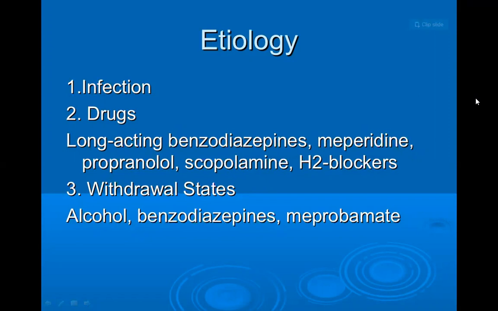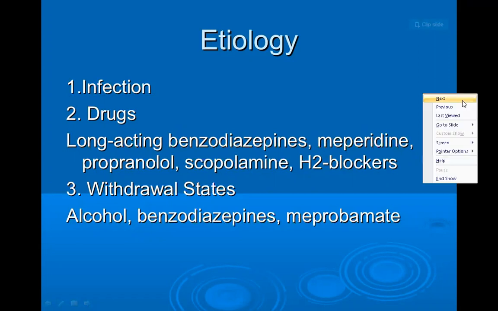Then next is the withdrawal stage. What do you mean by withdrawal stage? Withdrawal stage means when the person withdraws from something. So alcohol withdrawal: when the patient suddenly withdraws alcohol, it affects the function of the brain. Or benzodiazepine drugs or meprobamate drugs, so the person's brain is affected. Because of this, the person also has the problem of delirium.